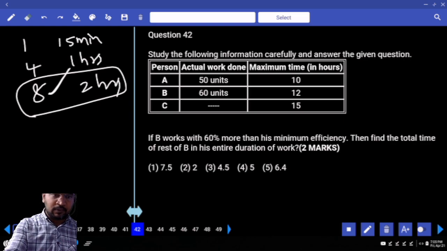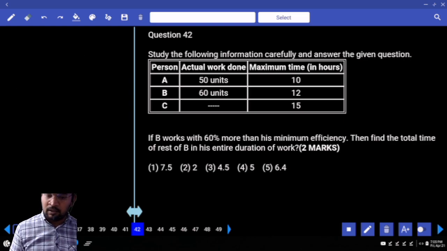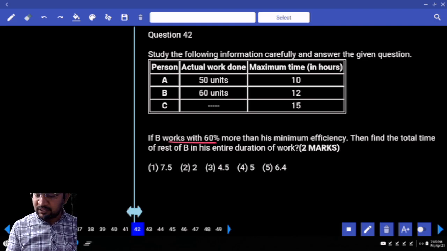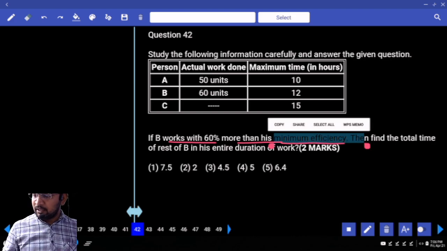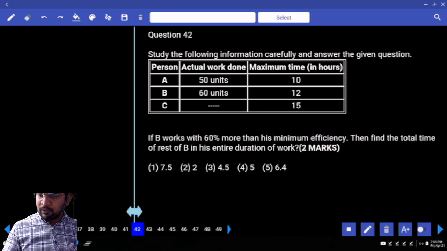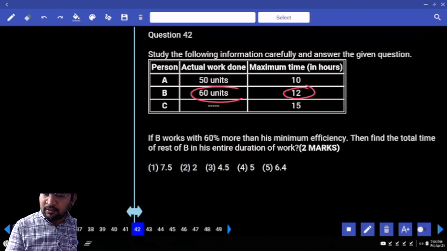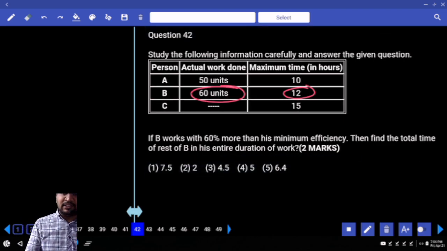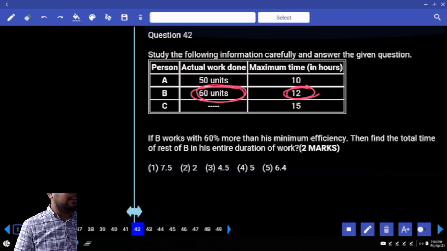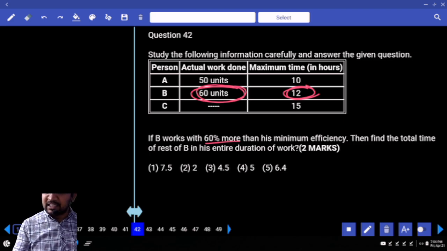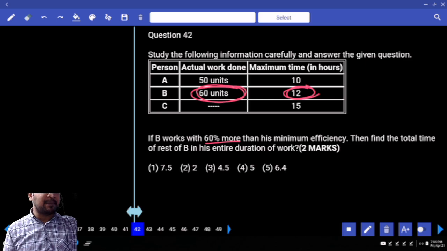See here. B works with 60% more efficiency than his minimum efficiency. First of all, if you observe carefully, B's efficiency is how much? 12 hours, 60 units is the maximum. 12 hours 60 units, so 5 units per hour. 60% more is nothing but 8. 3 more, right? On 5, 60% is nothing but 3. So 3 plus 5, 8.